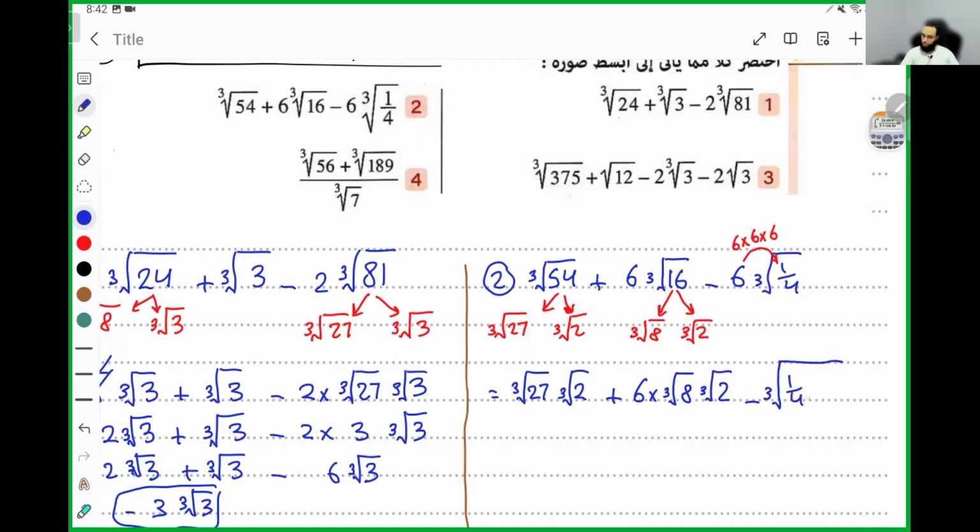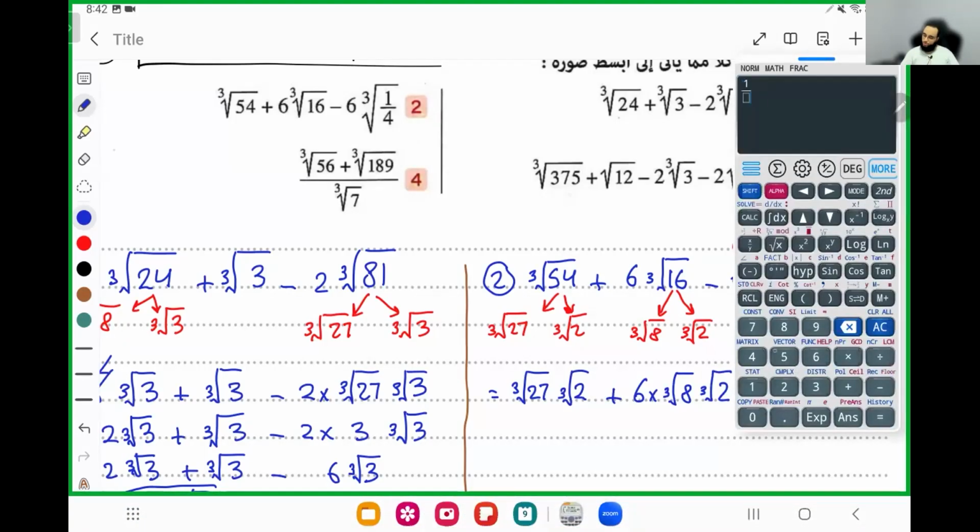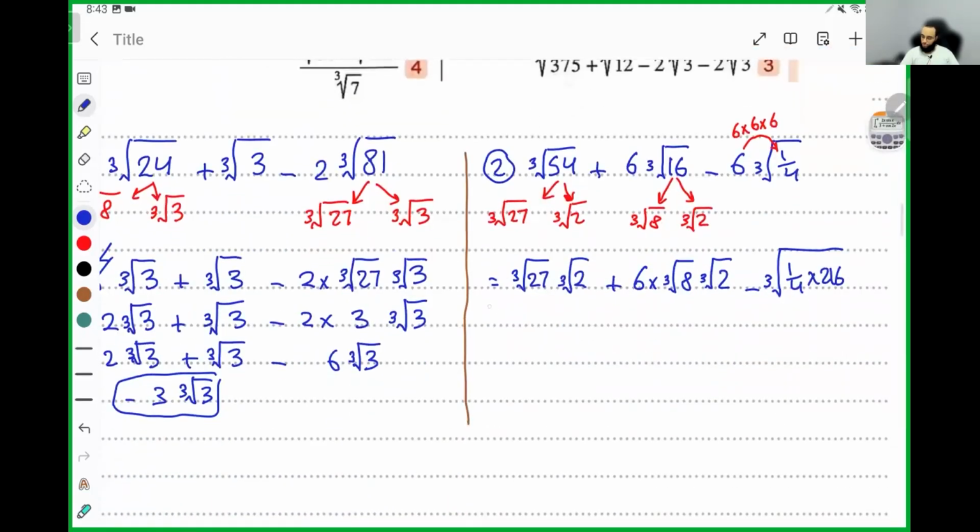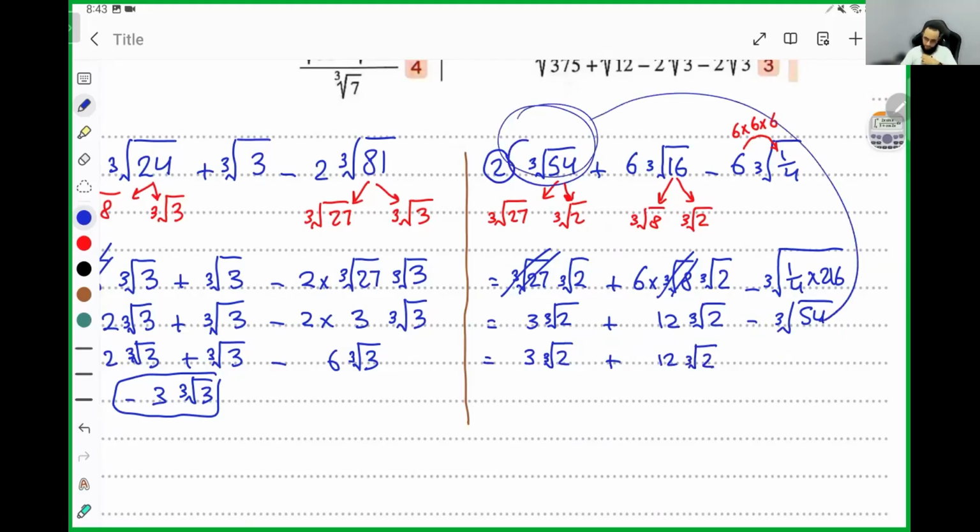Then it's 1 over 4 times 216. Let's check it. 1 over 4 times 216 equals 54. So this is 3. This is 2 by 6, 12. And this is 54 below the cubic root. Again, this is the same. This is the same. And look for this. It looks like this. They are the same.